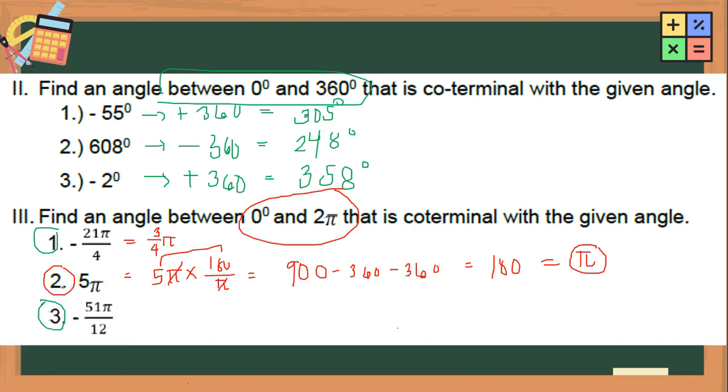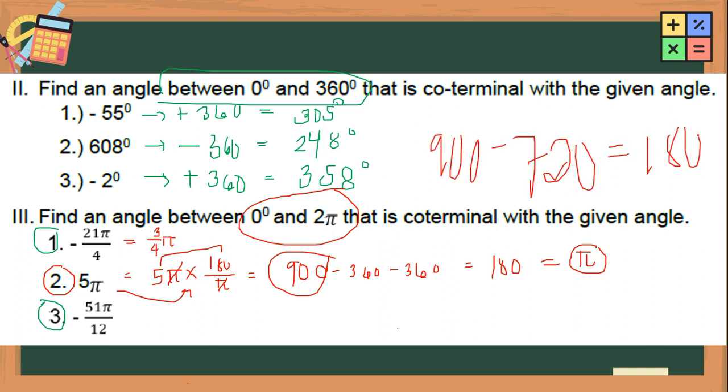And if you're not sure when to stop, first convert it into degrees. You'll see 900, so I should subtract two 360s. 900 minus 720 gives 180, and 180 is between 0 and 360. So the final answer is pi.